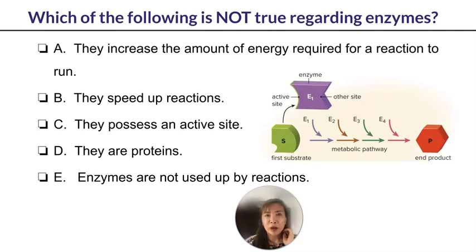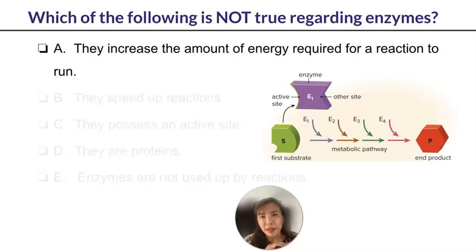Okay, I hope that you all said A, because they increase the amount of energy that's required for a reaction to run. This is false, right? An enzyme does not increase the amount of energy that's required to run the reaction. It actually lowers that activation energy and allows the reaction to run faster than it would without the enzyme.